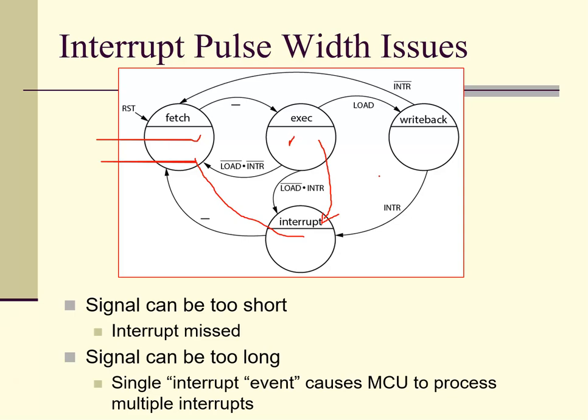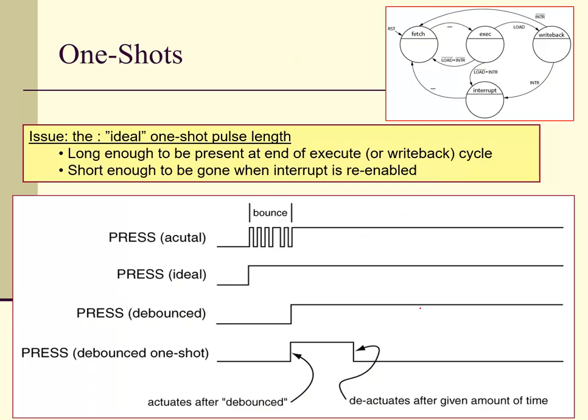Now, oftentimes this is more of a problem with human-related things such as switches and buttons, but oftentimes you have hardware generating the interrupts, and it can be much faster and much more controllable. And we'll see that later also. But right now we're talking about a mechanical device such as a button and switch generating the interrupt.